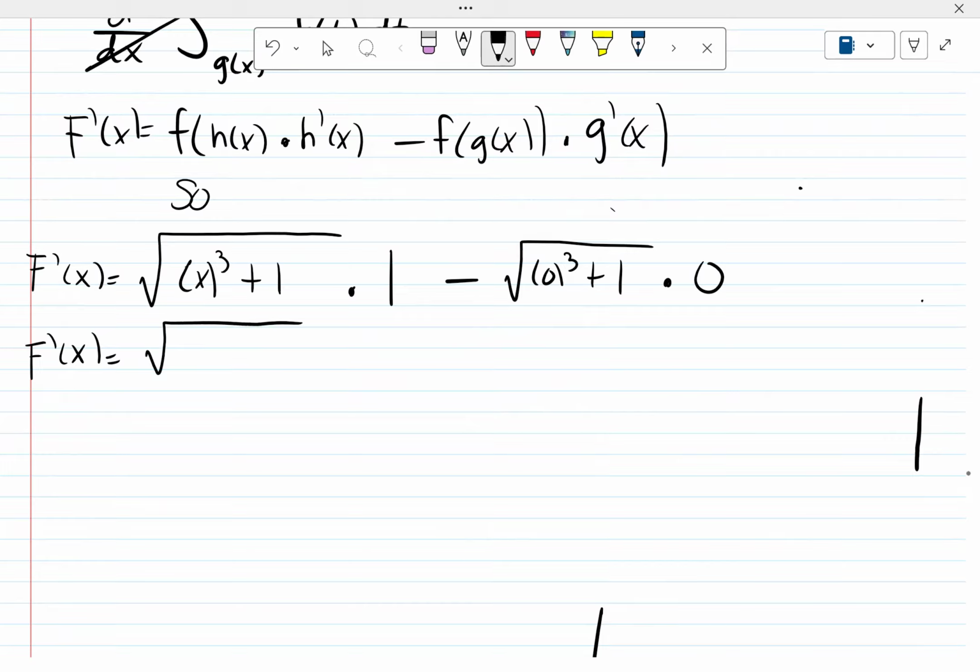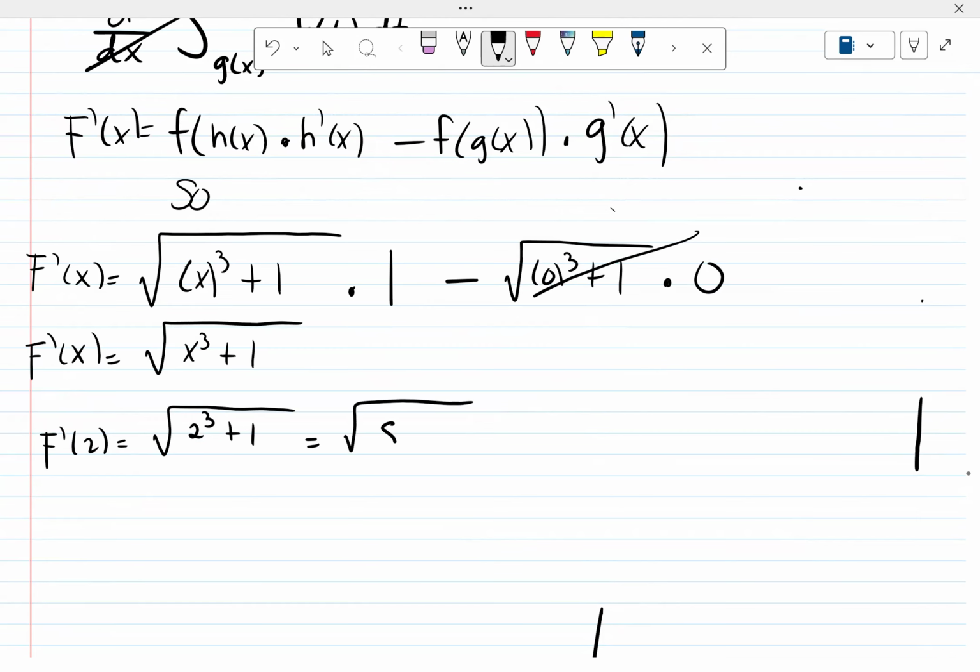X raised to 3 plus 1 is x cubed plus 1. And then I believe this just cancels, right? So now they want you to find f prime of 2. So it's going to be the square root of 2 cubed plus 1, which is the square root of 8 plus 1, and that gives you the square root of 9, which is 3.